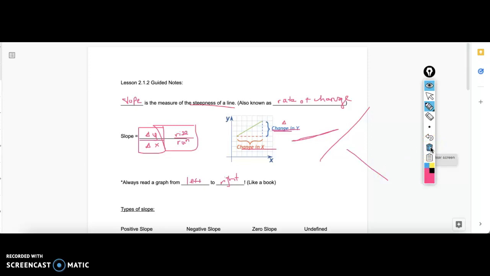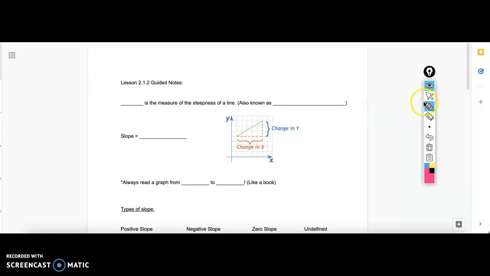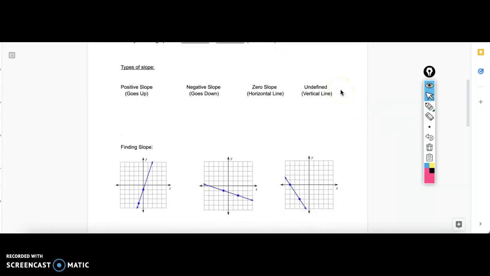Pause your video if you need to finish this. So we're going to keep going. There are 4 different types of slopes. You're going to use this information directly in your lesson today. It's going to show you a bunch of pictures of graphs and it's going to say, what type of slope is this? So not specifically what is the slope. I'm not looking for an actual answer like 2/3 or anything. Just what type of slope is it?